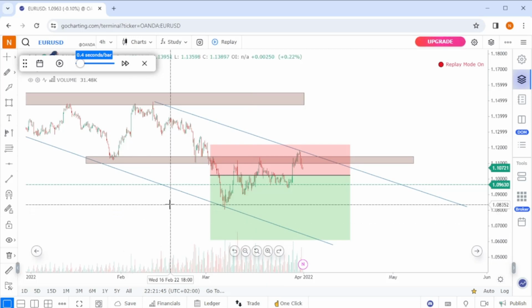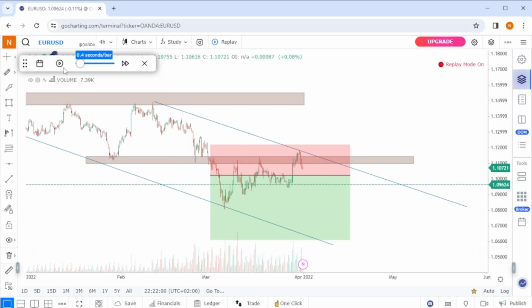No matter how good your mindset is and how psychologically prepared you are, if you do not have proper risk management, you will never win in this industry. So let's see how this trade would have played out, because this is where I entered, right? Hypothetically, let's see how it would have played out.